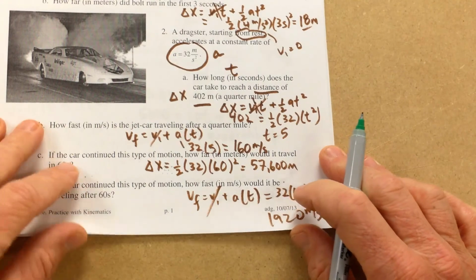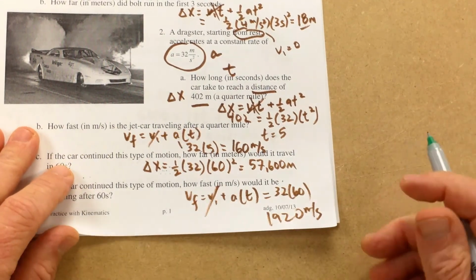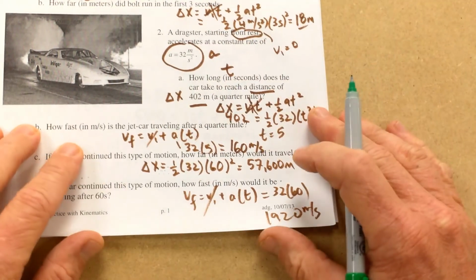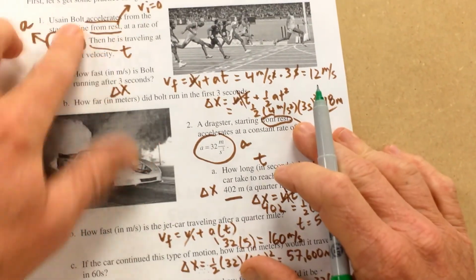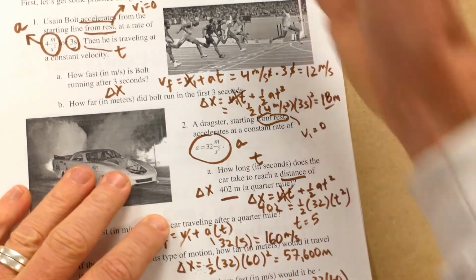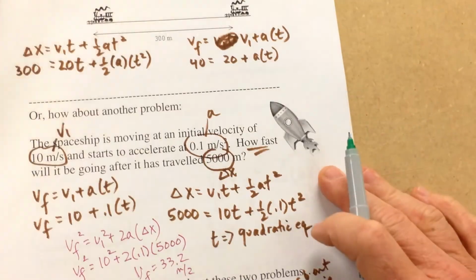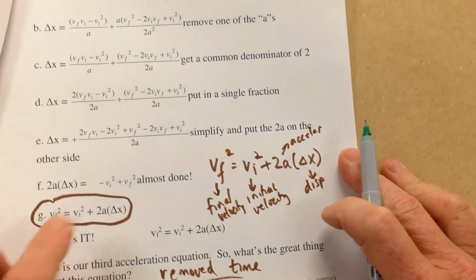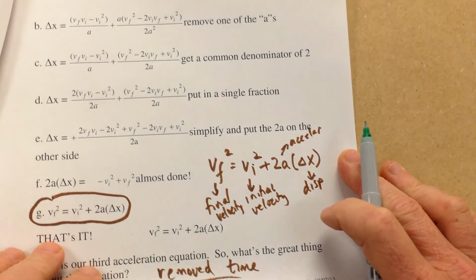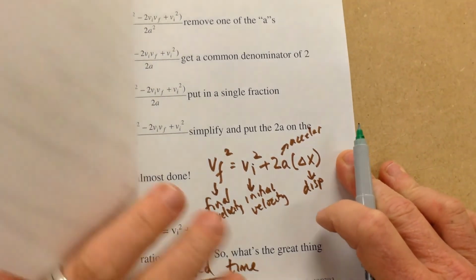Hey guys, good job. It's great. We got through some story problems. Make sure you use some of my techniques if you need to. Circle, underline things. Make sure you know how to use our equations. We've got this third equation that we can now use. It's called our timeless equation.